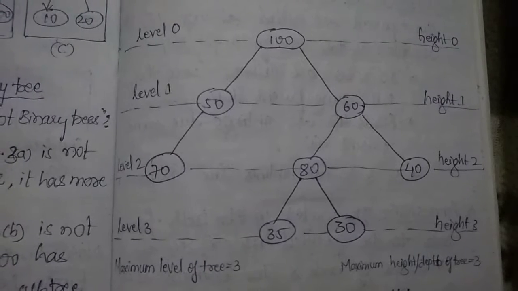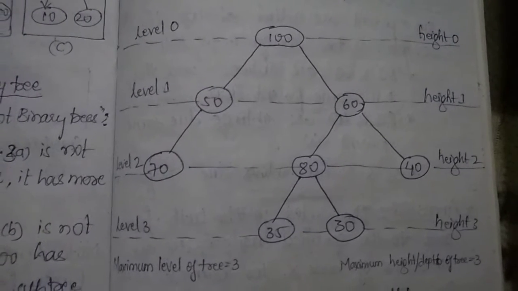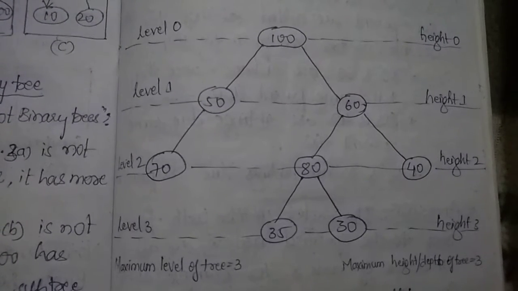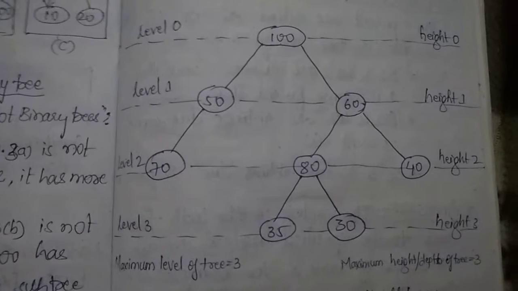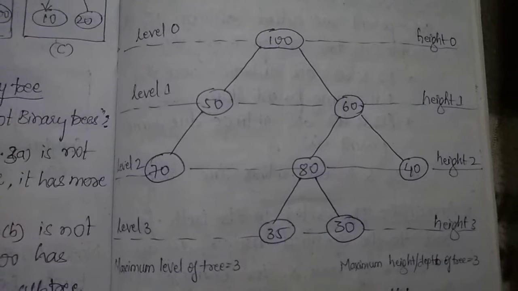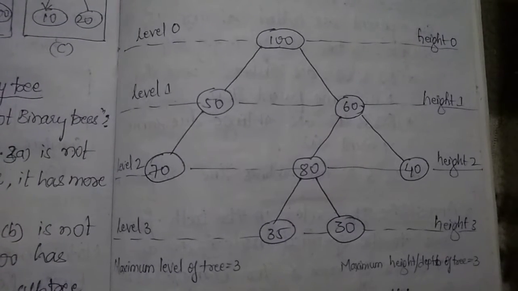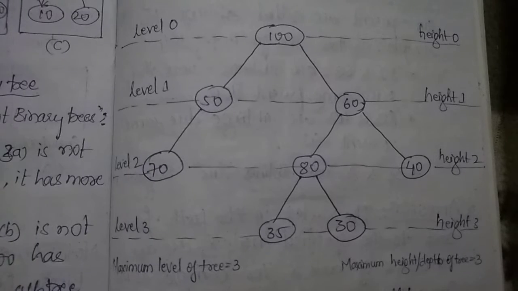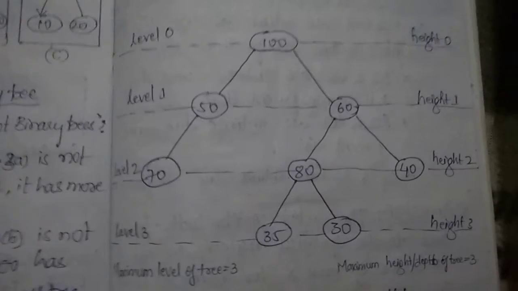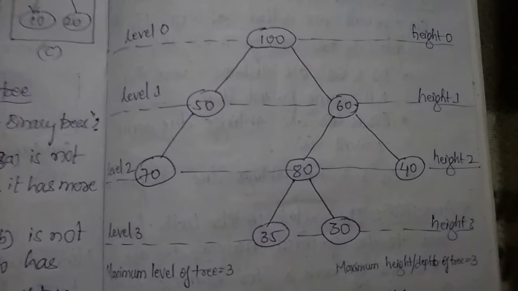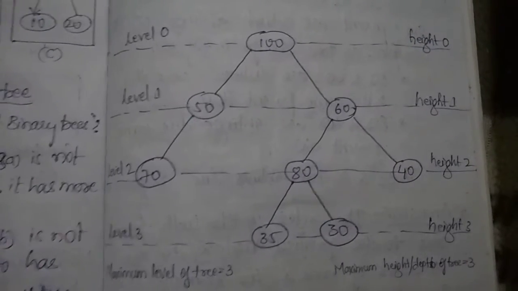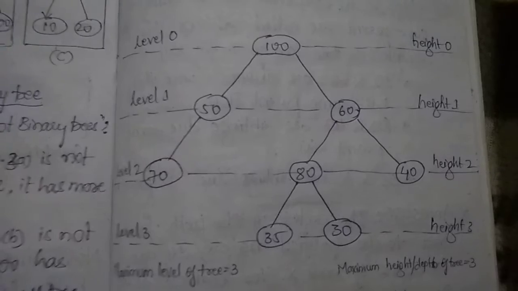Next is height or depth of the tree. The height of the tree is defined as the maximum level of any leaf node in the tree. So whatever the maximum level a leaf has, that is the height of the tree. Here in the figure we can see that 35 and 30 are the two leaf nodes having the highest level. So the height of the tree is 3, right? So here we stop with the introduction to trees. In the next video we start with the types of binary trees.